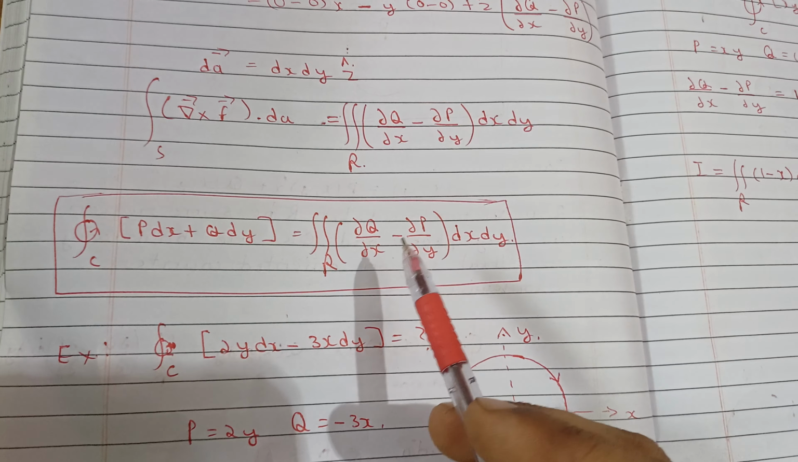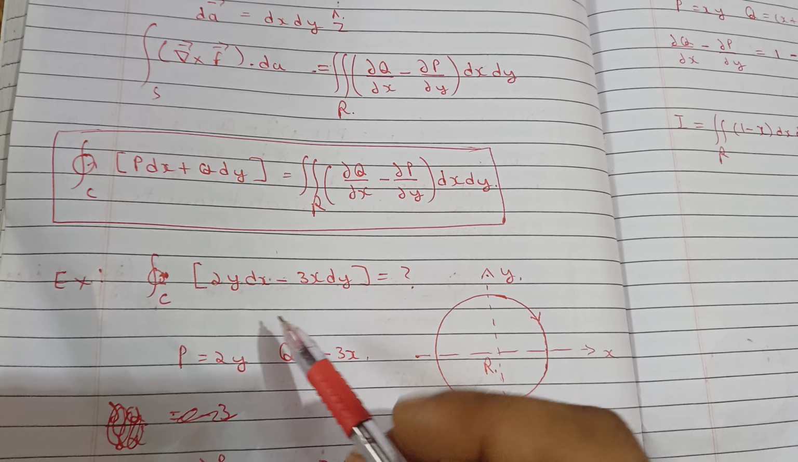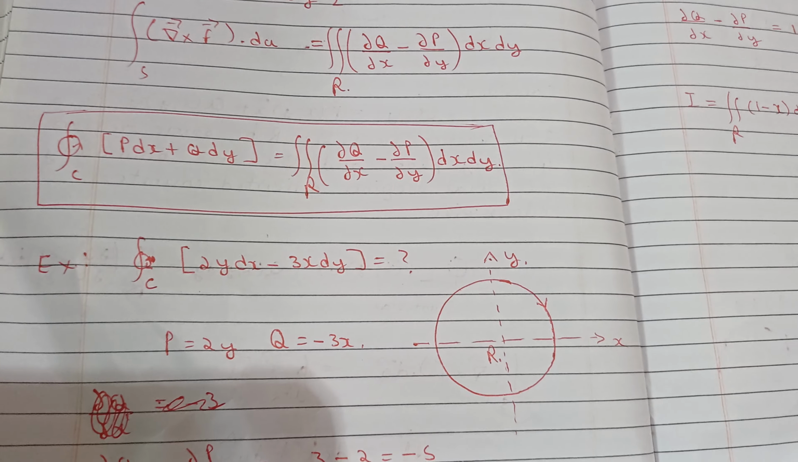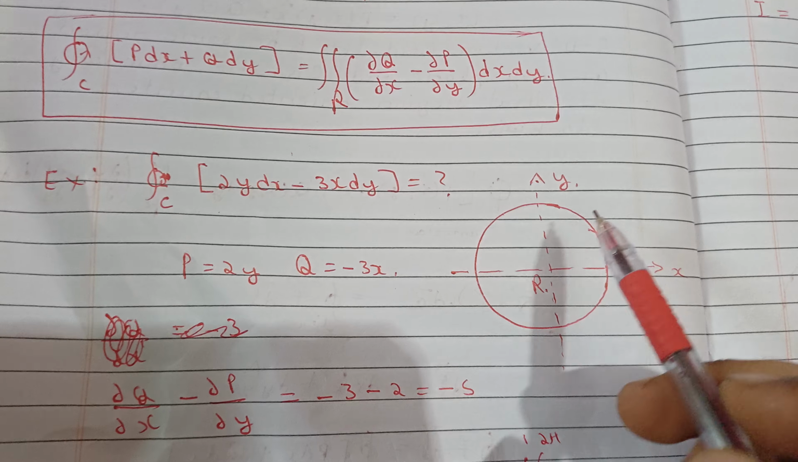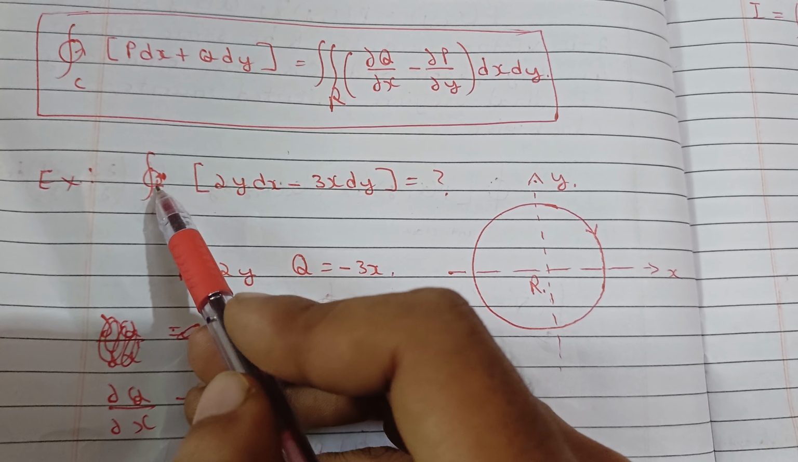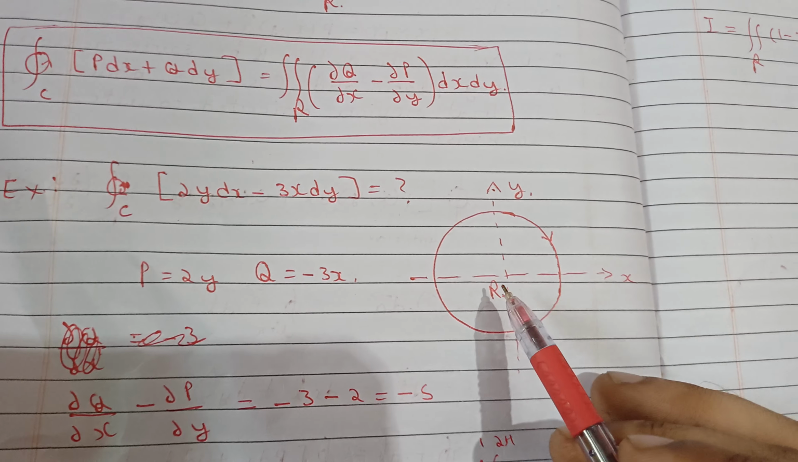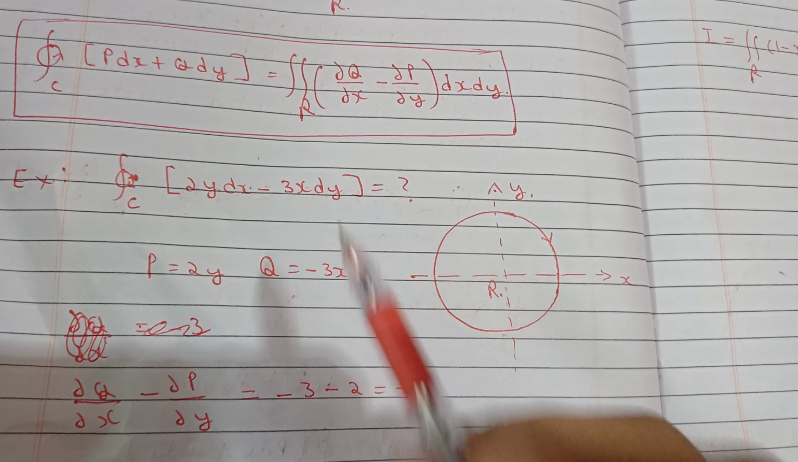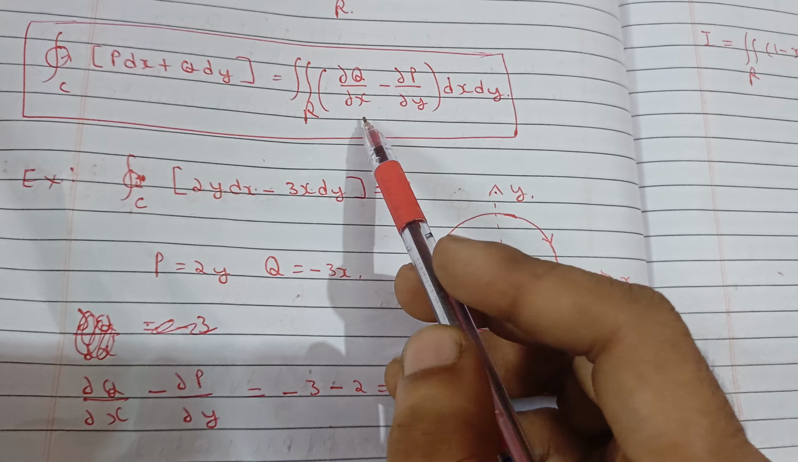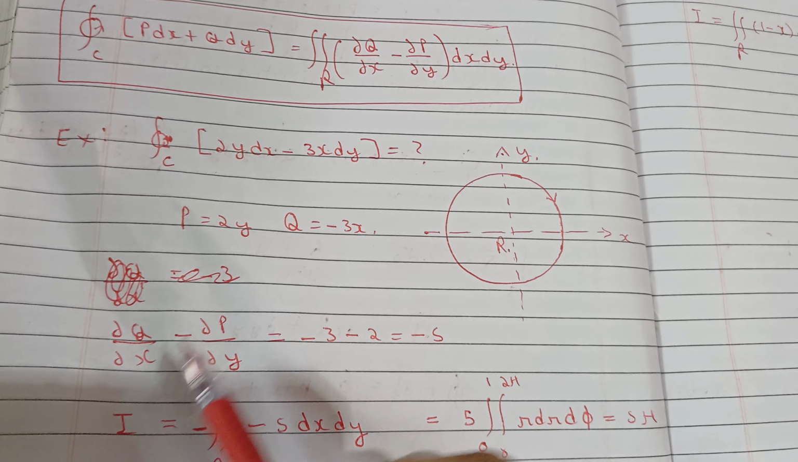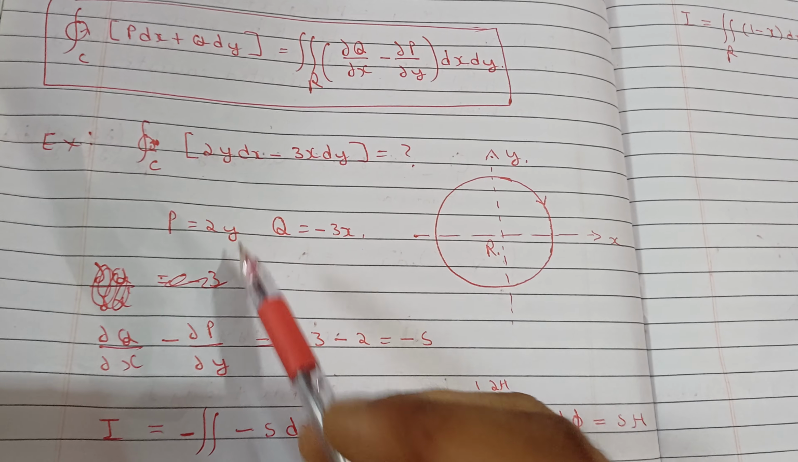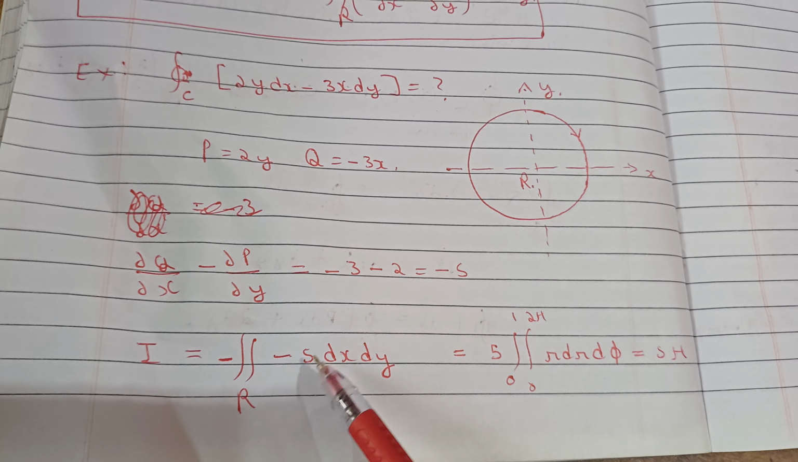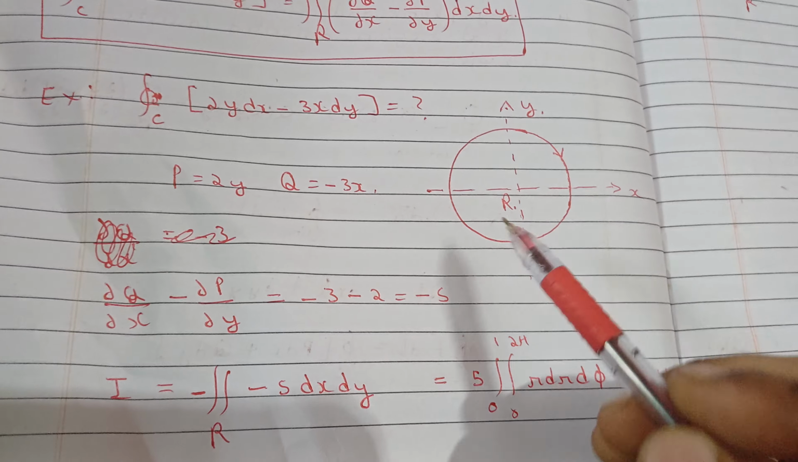Now let's see some examples of how we use this theorem. We need to find the integral of 2y dx minus 3x dy, and this contour will always be given. From here you can see this contour is in the clockwise direction. This is a circle, and P here is 2y and Q is minus 3x. You know the formula, just find del Q by del x and del P by del y. Del Q by del x will be minus 3 and del P by del y will be 2. So minus 3 minus 2 will give you minus 5. Substitute here and it will be the integral over R of minus 5 dx dy. This minus is there because the contour is clockwise.